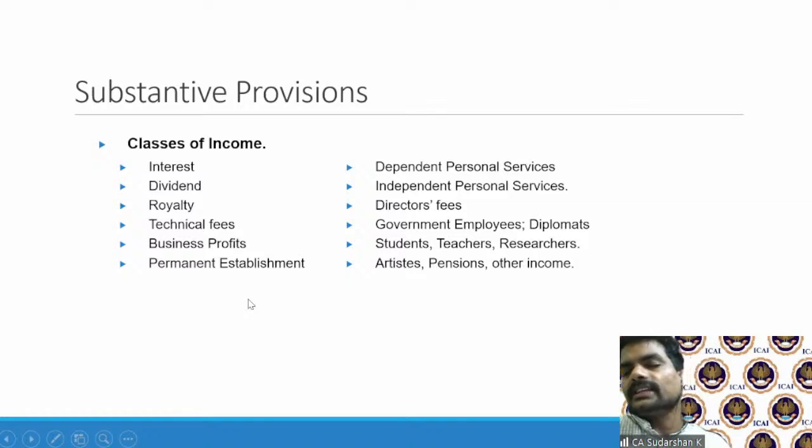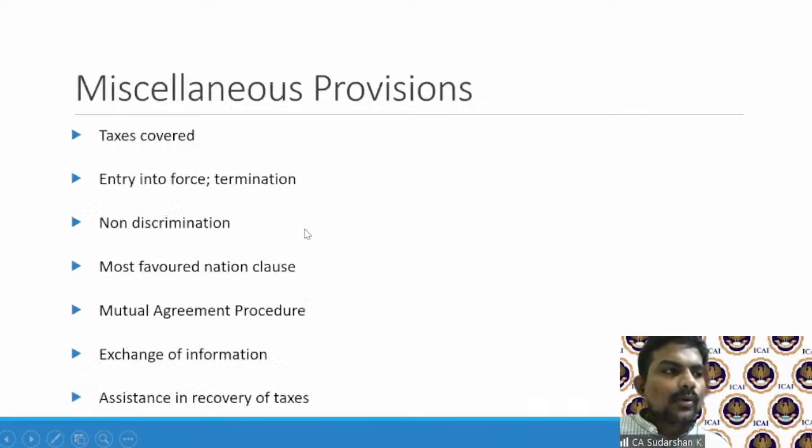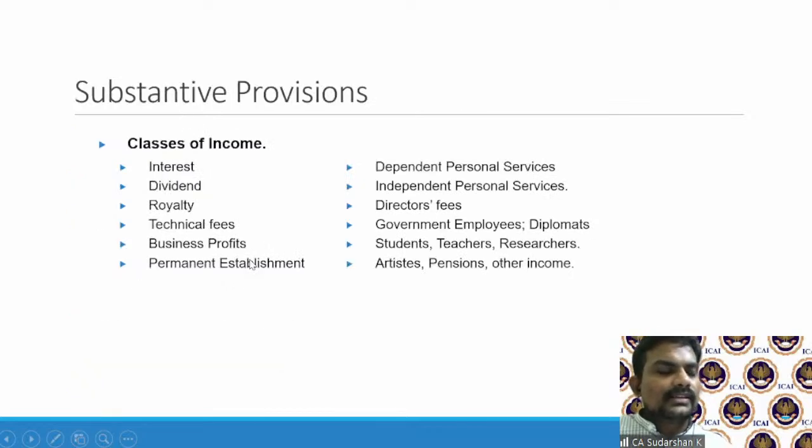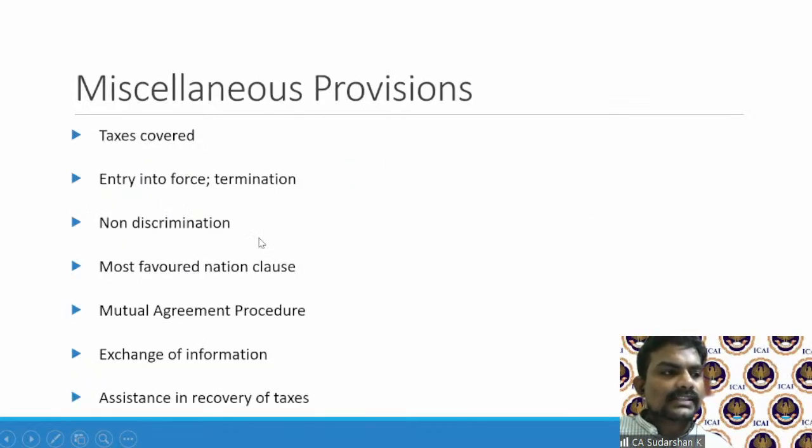But you need to understand the basic principles that treaty or Act, whichever is beneficial, can be used. You need to furnish a tax residency certificate and Form 10F if you want to avail treaty benefits. And if GAAR is invoked, you cannot avail treaty benefits. Now, these are some of the aspects you will see in a tax treaty.